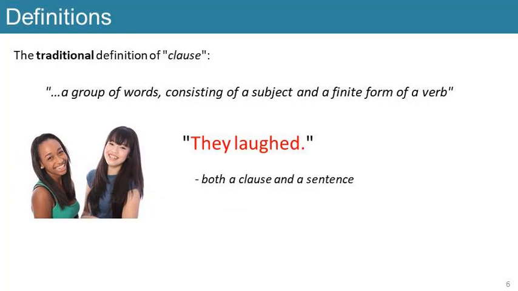So, by the traditional definition of clause, namely a group of words consisting of a subject and a finite form of the verb, the words "they laughed" is a clause. It contains both a subject, they, and a finite verb, laughed. Of course, "they laughed" is also a sentence by both the complete thought definition and the orthographic definition just discussed.